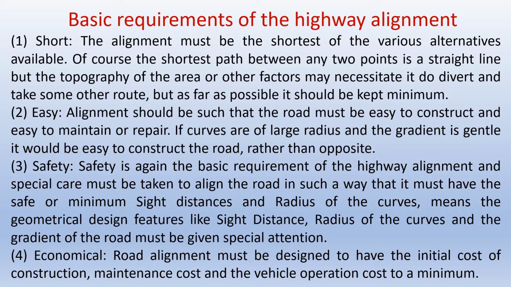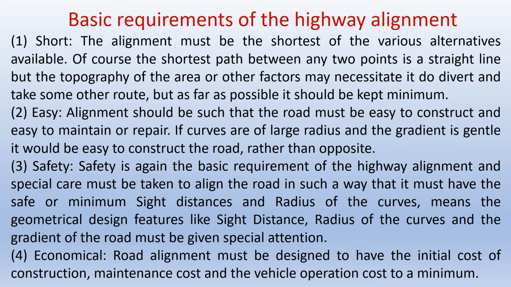Basic requirements of the highway alignment. Short. The alignment must be shortest of the various alternatives available. Naturally, the shortest path between any two points is a straight line, but it will depend upon the topography of the area. Easy. Alignment should be such that the roads must be easy to construct and easy to maintain or repair.